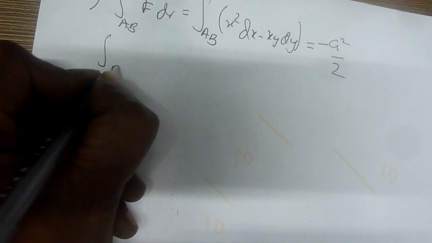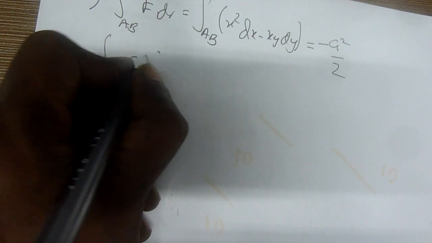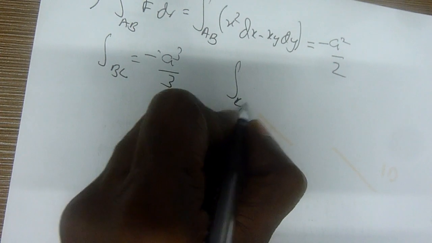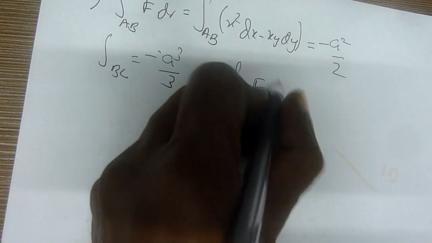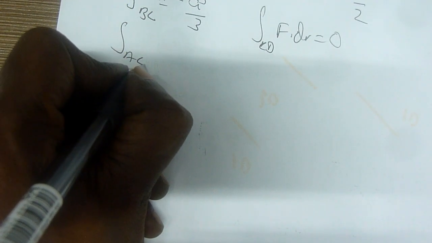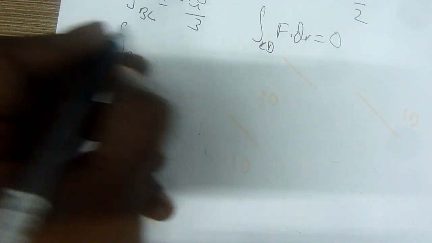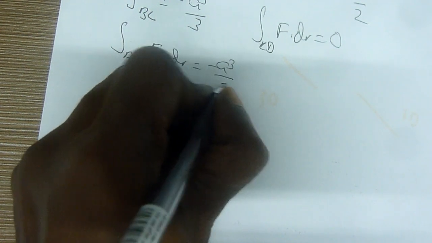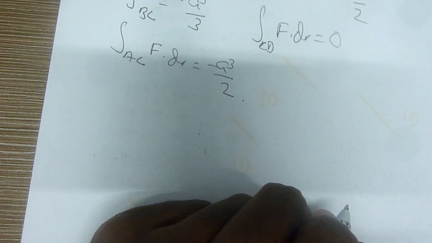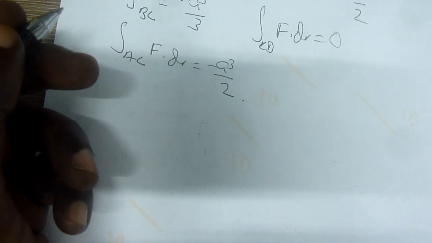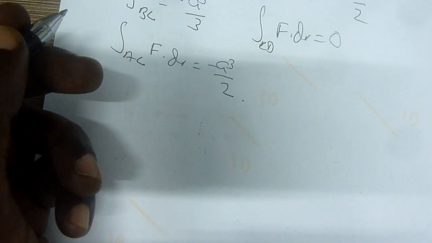Similarly, you can calculate BC, where you get negative A^3 over 3. Similarly, you can calculate CD, where you get F dot dr equals 0. Then you can calculate AC, also calculated already, right? AC, the integral of F dot dr, you get negative A^3 over 2. That means overall Stokes can be verified. Okay? Can or not?